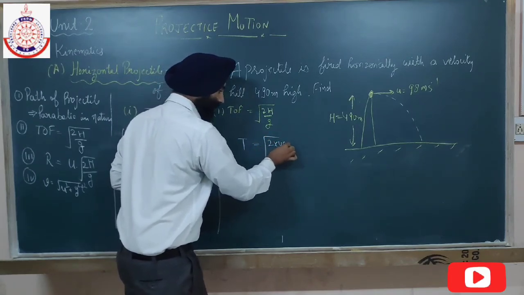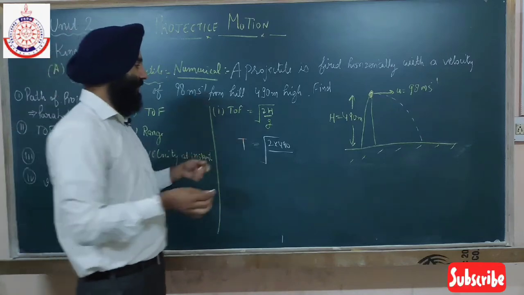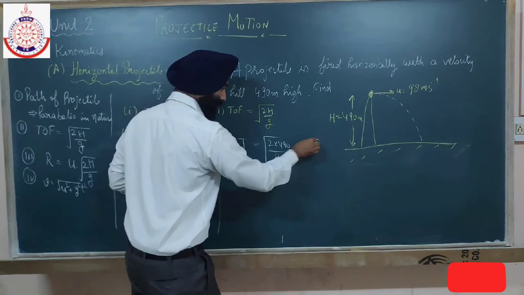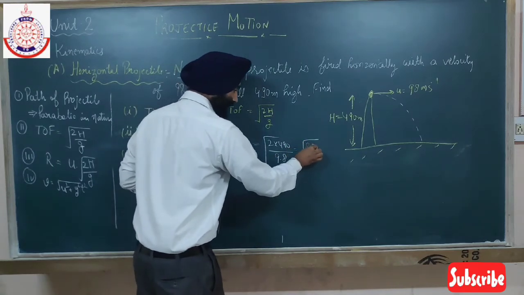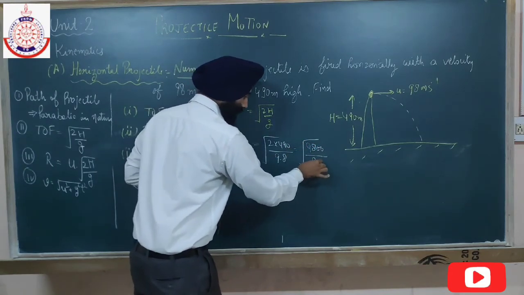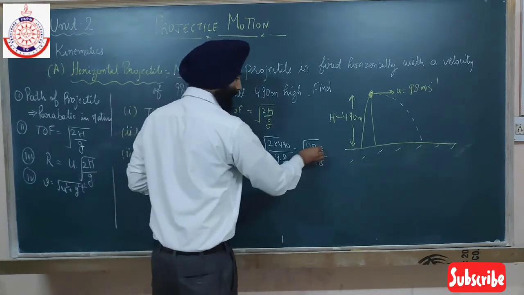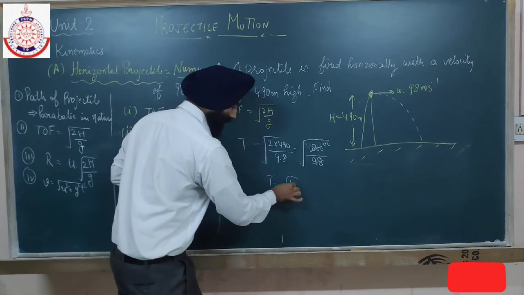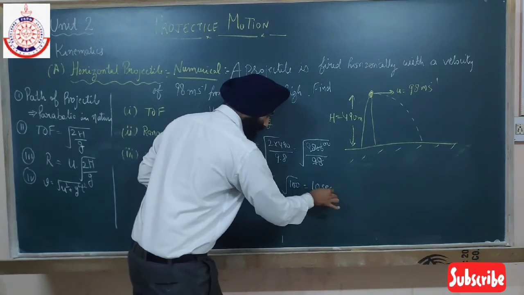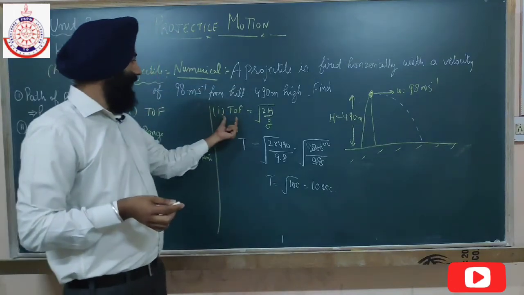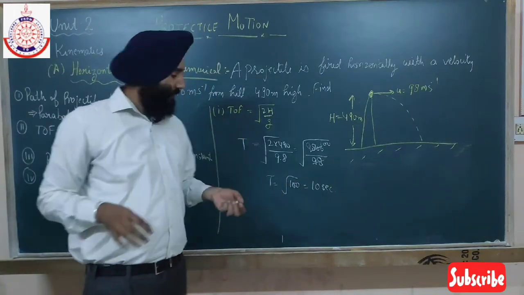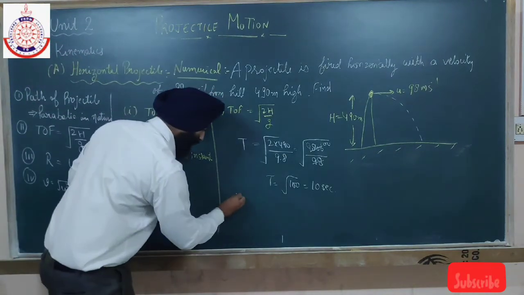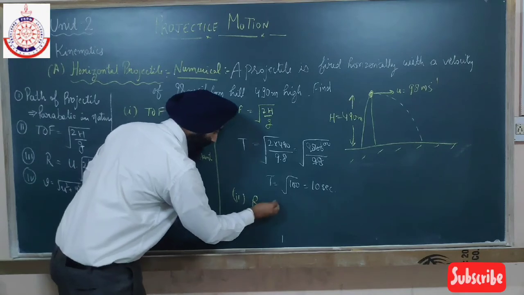2h is 490 upon g is 9.8. So from here this is equal to under root of 9800 upon 98. Fine. So how much? 100. So it means t is equal to under root 100, which is equal to 10 seconds. So here the time of flight of this projectile is 10 seconds.